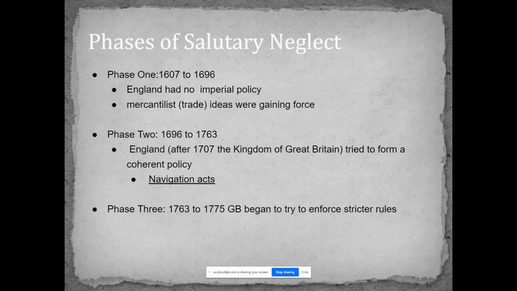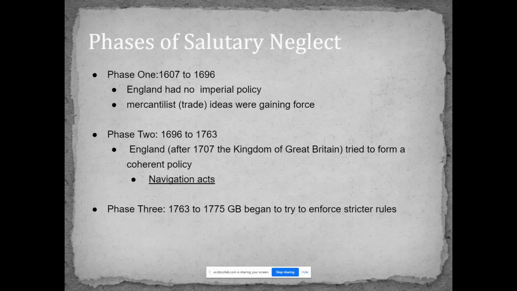So basically, South Carolina, North Carolina, Virginia, New York, New Hampshire, whatever colony we're talking about, that's fine if you want to trade with France or Spain or Portugal. But if you're going to do that, you need to basically get authorization from a magistrate in England and use English ships to transport your product, right? It was a way of trying to control trade and enforce mercantilism.